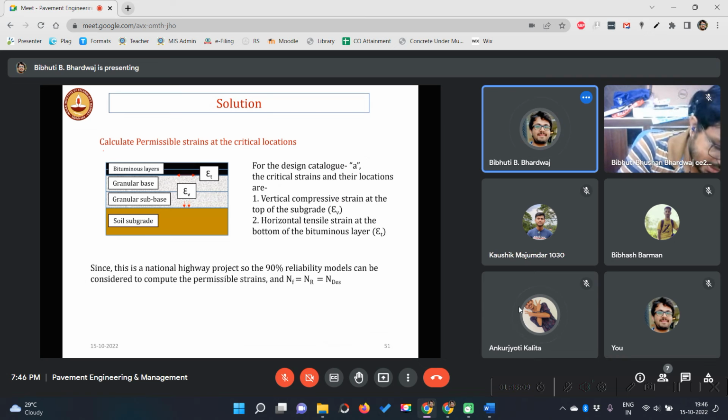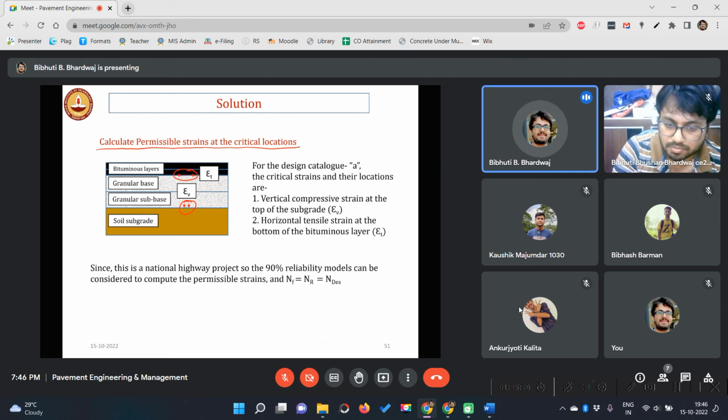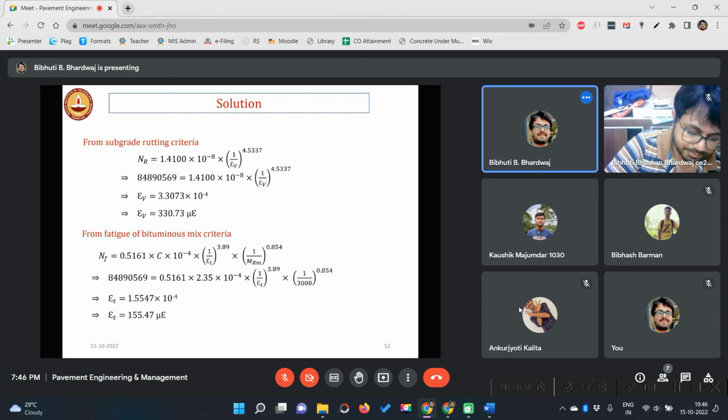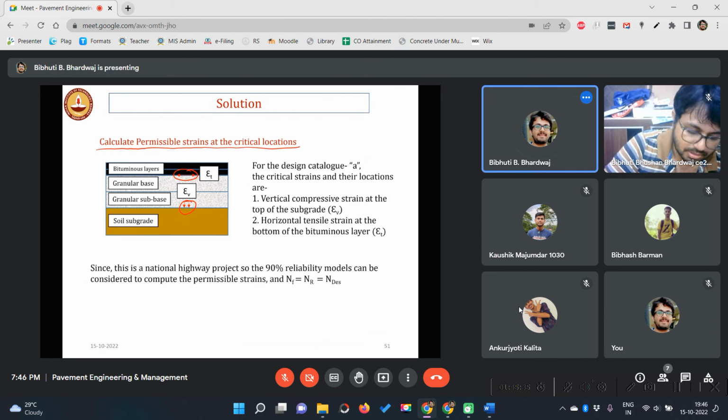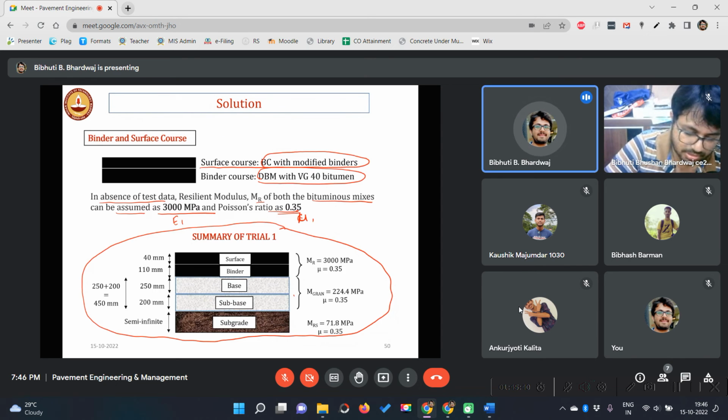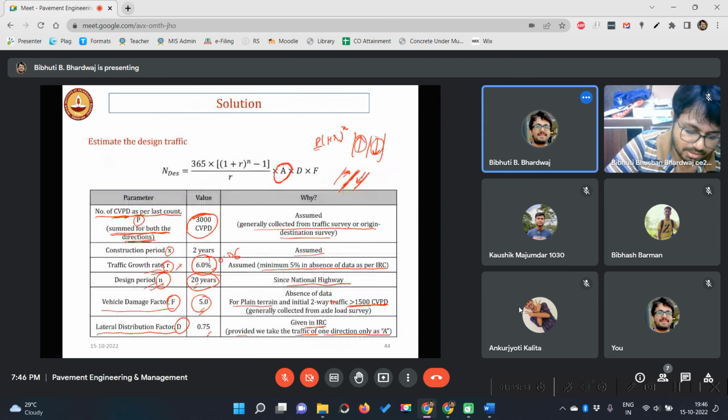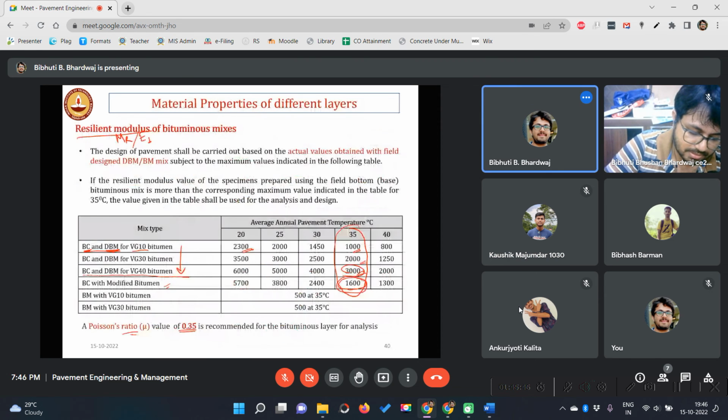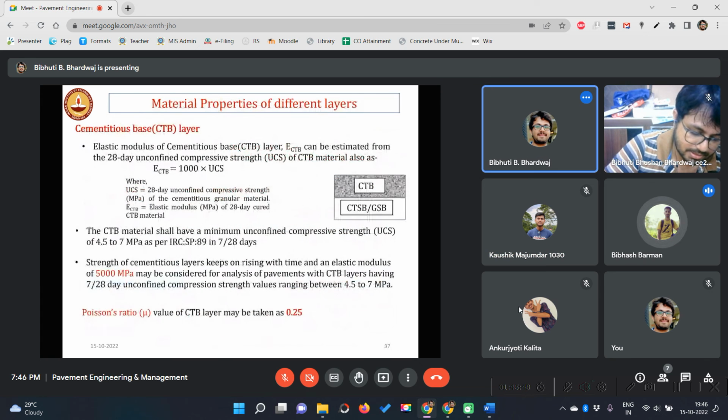Next is to calculate the permissible strains at the critical locations. So here we have to find out the strains. These permissible strains can be found out using the formulas. These long formulas we have written, you remember? Yes, sir, NF. Ankur and Bivas, did you also write these formulas, NF and NR? Yes, sir. Okay.